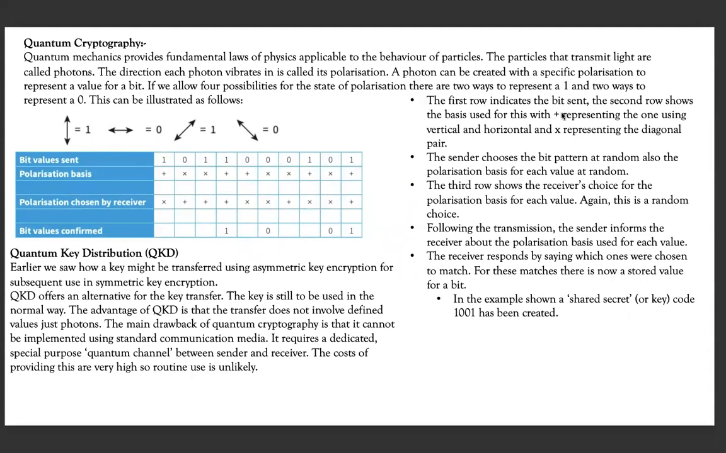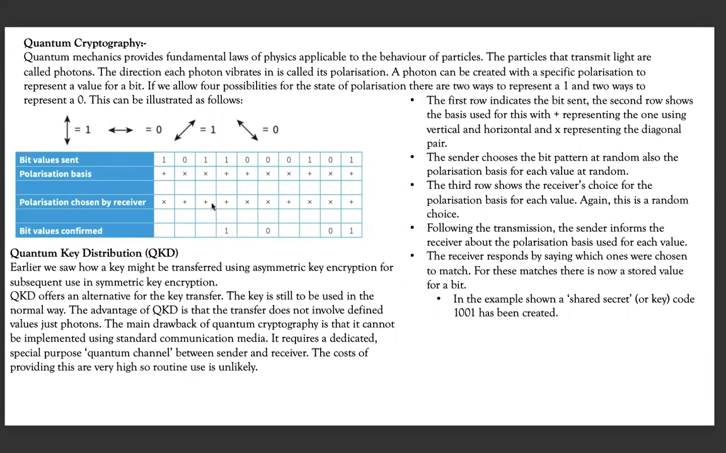So rectilinear, by the way, is the term for the plus filter. So plus means I'm using rectilinear, and the multiplication sign shows that the sender is using a diagonal filter. The sender chooses this bit pattern at random, and the polarization of each value is also random. So again, the bit pattern is random, and the polarizations are also random.